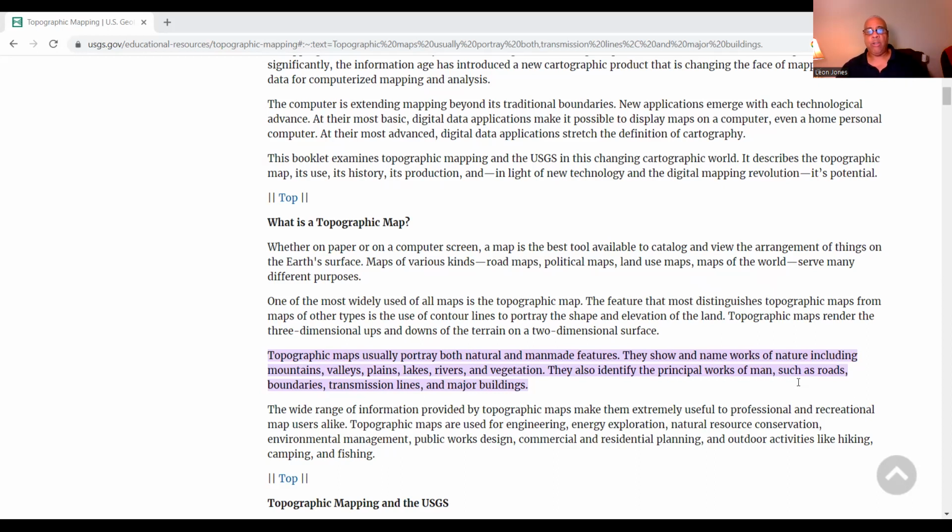Now, the wide range of information provided by topographical maps makes them extremely useful to professional and recreational map users alike. Topographical maps are used for engineering, energy exploration, natural resource conservation, environment management, public works design, commercial and residential planning, and outdoor activities like hiking, camping, and fishing.